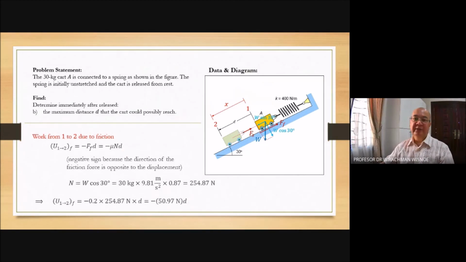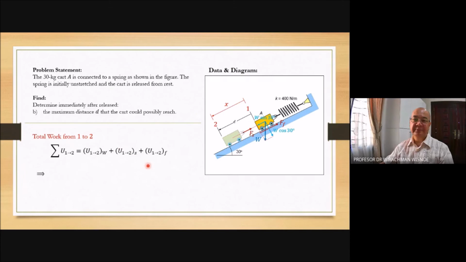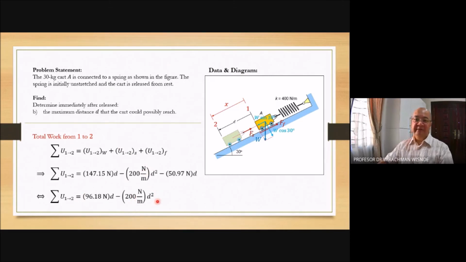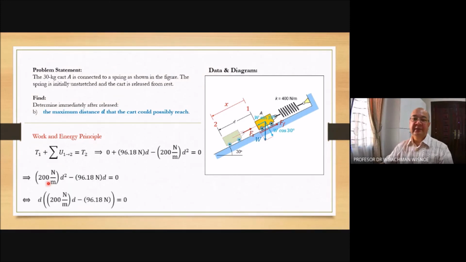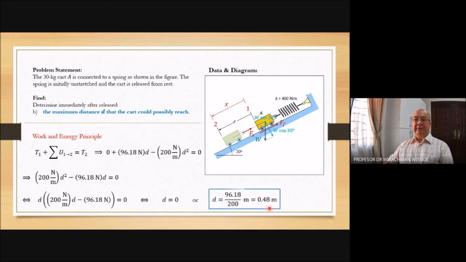So you sum up the work. You are going to have this quadratic equation with variable d. Finally, you put all the equations obtained in the work energy equation, one by one. So you are going to have a quadratic equation. This one you can factorize. You have two values. One is d equal to 0. One is d equal to 0.48 meter.